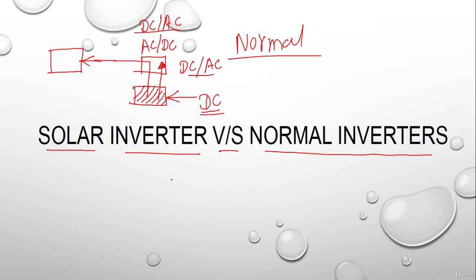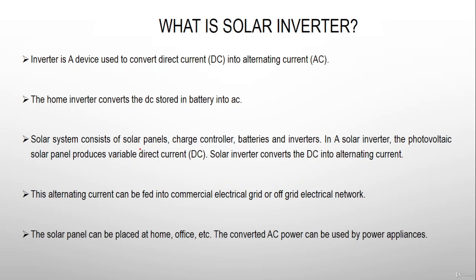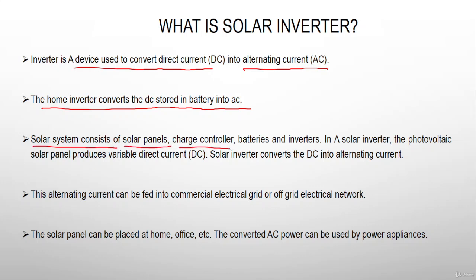So basically there are slight differences between the solar inverter and the normal UPS or inverter that we were using in the earlier cases. The main role of a solar inverter is that it is a device which converts DC current into alternating current. The home inverter converts the DC stored in the battery into AC electricity, as we have seen. But when we are talking about the solar home system, it consists of solar panels, the charge controller, batteries and inverters.